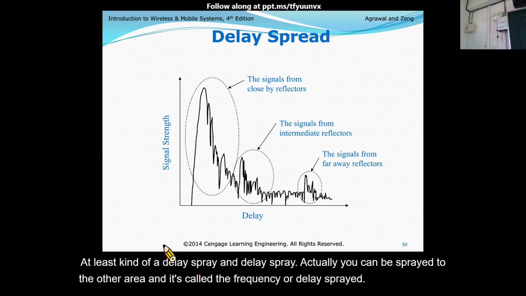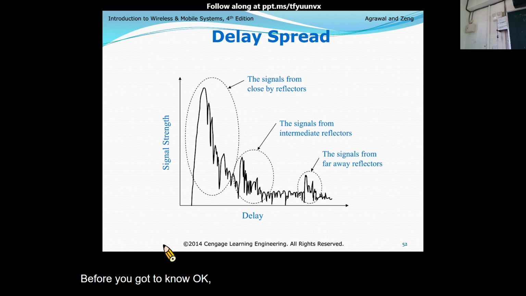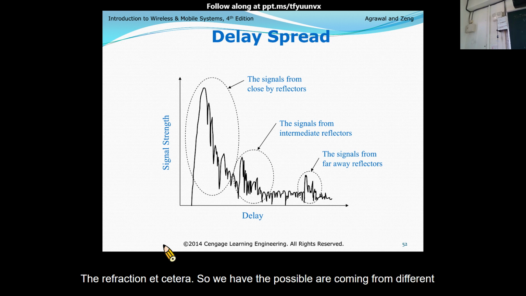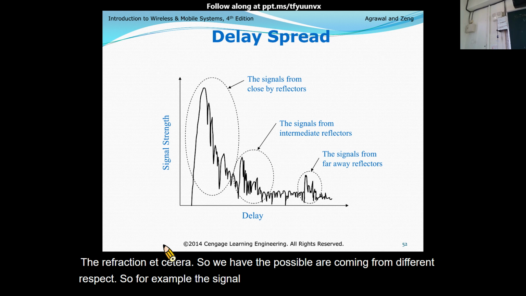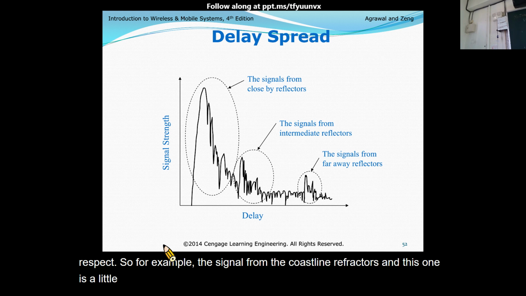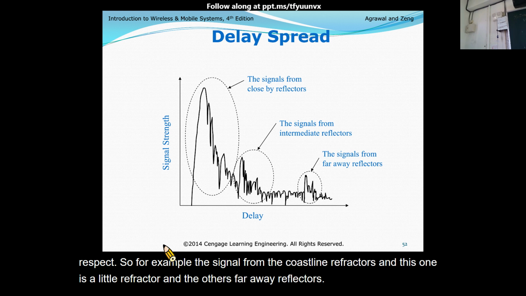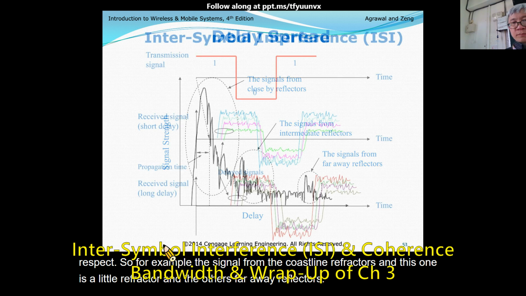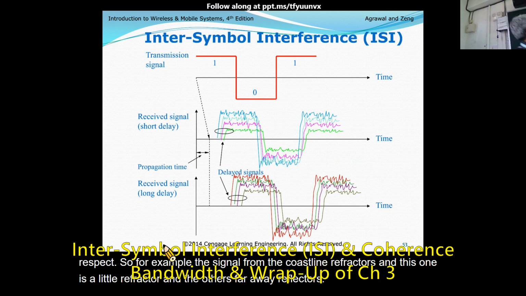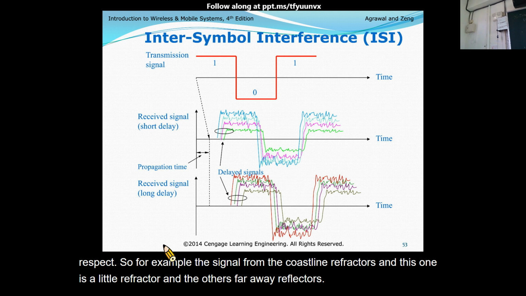And here you know, okay, we have different situations because of refraction, etc. So we have possible waveforms coming from different reflectors. For example, the signal from close-by reflectors, and this one is a medium reflector, and the other is a far away reflector.